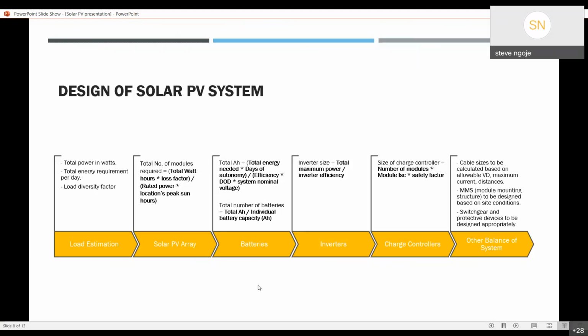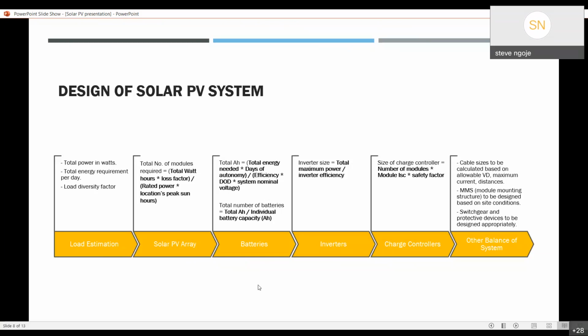The other way is using the bills. Depending on whatever you're sizing, if, for example, your client wants to move away from grid, Kenya Power, then you have to really be good at analyzing the bills. It's not the best, but you have to really analyze the bills. You would start from the 30-day bill. You have to subdivide it to a point where you can understand what the power requirements are per single day.